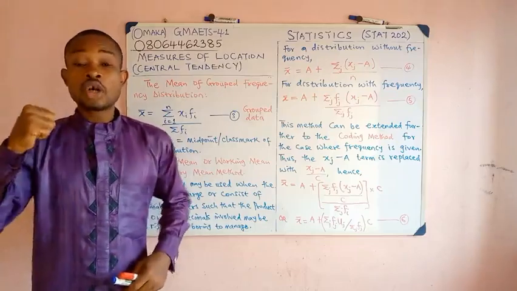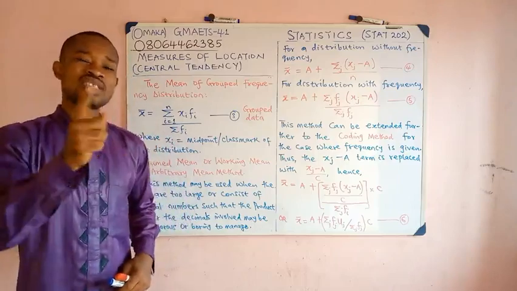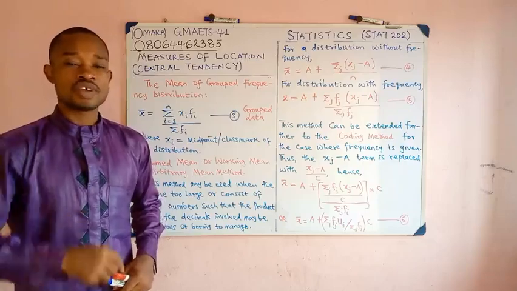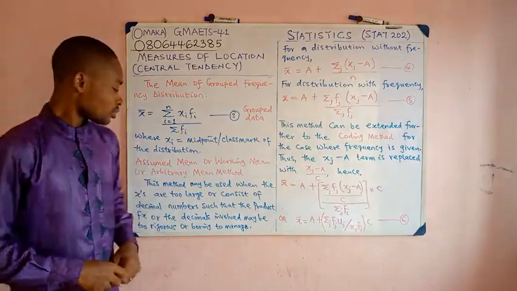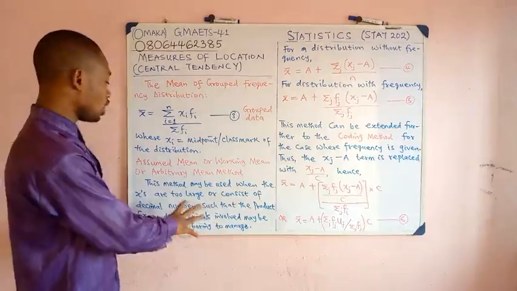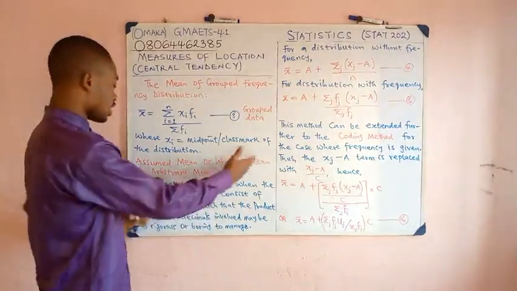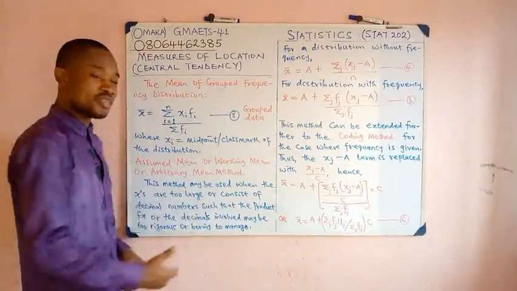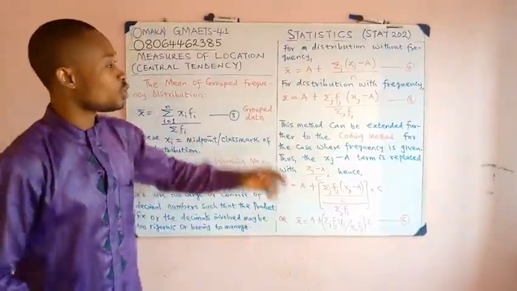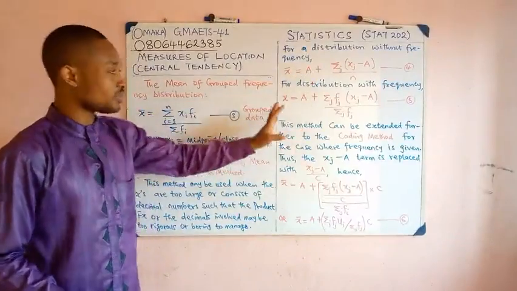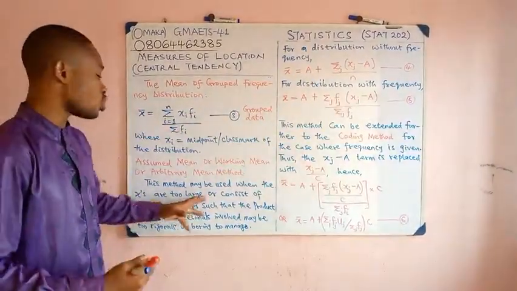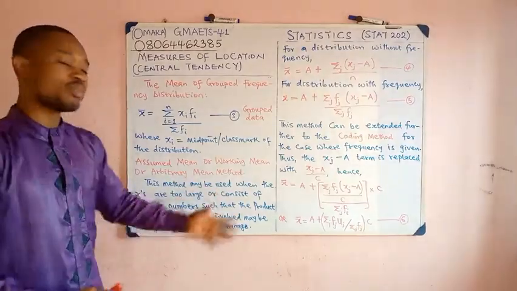But for ungrouped data with frequency, you notice that your xi is not the class mark there. It's not the midpoint, but the variate values directly. Alright, now there is a method of obtaining our mean. We call it the assumed mean, or the working mean, or the arbitrary mean method. The pointer is that in this case you use an assumed value which you call A. This method is sometimes conveniently used in a case whereby the values of the x's given to you are too large, or they consist of decimal numbers.